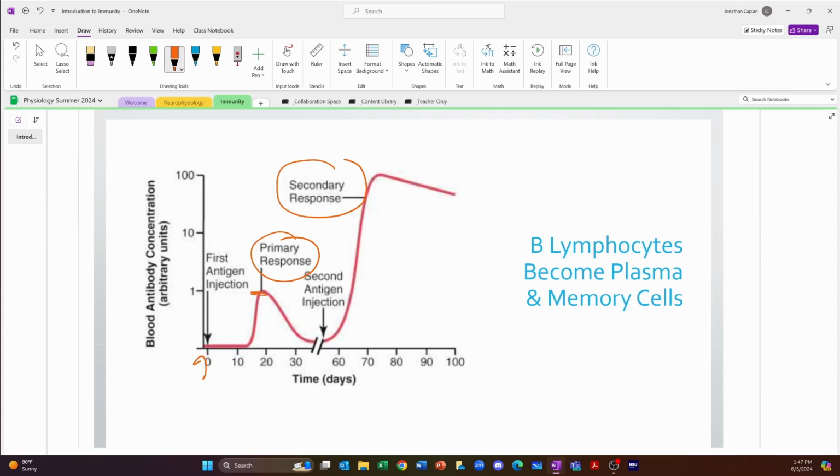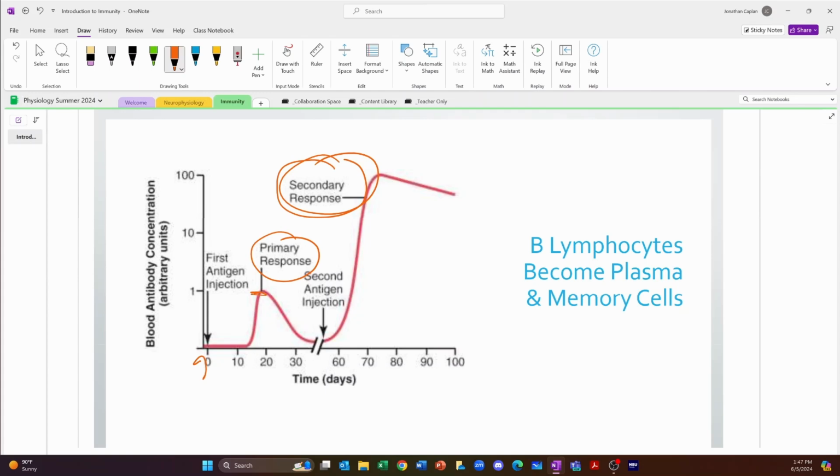So it elicits a secondary response when you get that second injection. That response can cause fevers, so some people feel like garbage for a day after getting the second one. But again, that means it worked. That means it did its job. Your body knows what to do.